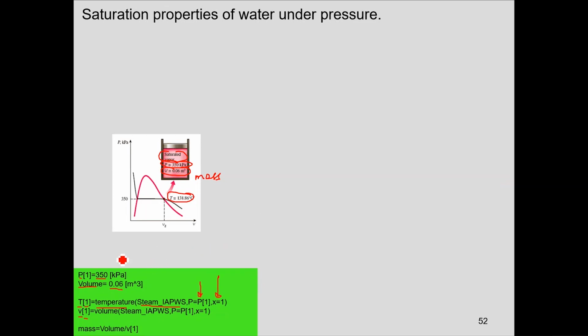Similarly, specific volume is found out and stored in column V, row 1, and the software has been asked to find out the volume using steam tables. Pressure to be used is stored in column P row 1, x value is 1. And how do you find out the mass? Mass is simply the volume divided by the value stored in column V row 1.